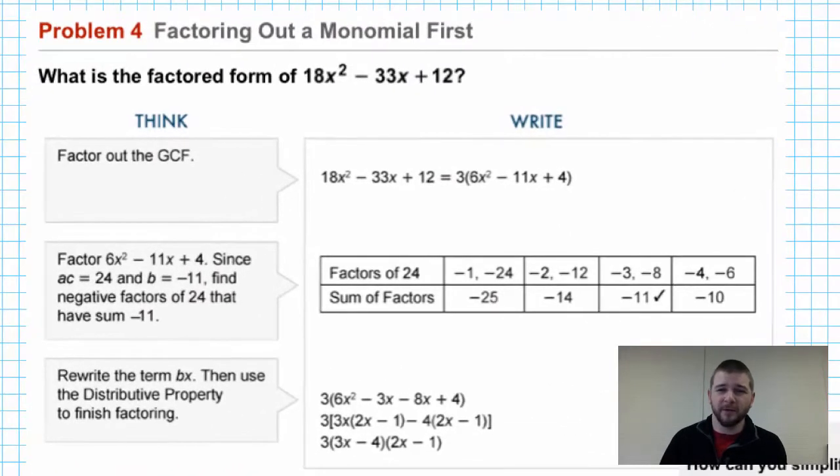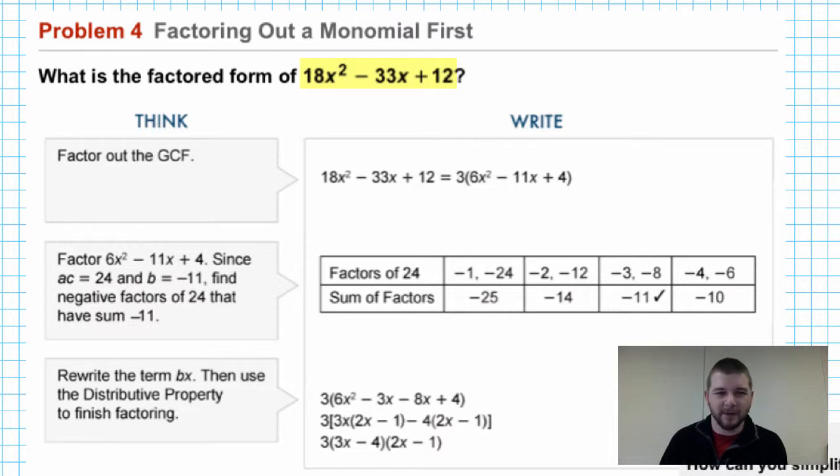Just about the time we're feeling pretty good about factoring this type of trinomial, we could see one like this. 18x squared minus 33x plus 12. And then we try the techniques that we've learned, and we find that they don't work nicely. What we should notice, and this is a great thing to check when you begin factoring any polynomial, is that all three of these terms share a common factor. We should start by factoring out that greatest common factor.